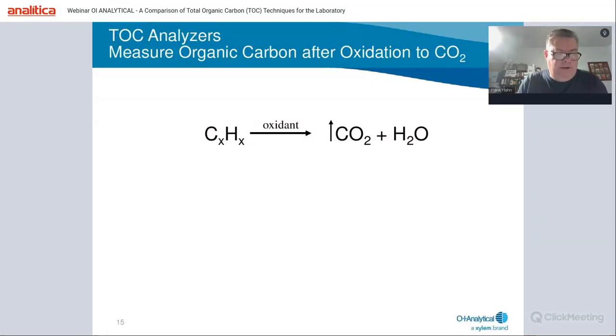And then all methods operate by oxidizing the organic carbon to carbon dioxide. Some of the older methods measure the loss of oxidant. However, for a more accurate measurement of carbon, the CO2 generated should be measured.